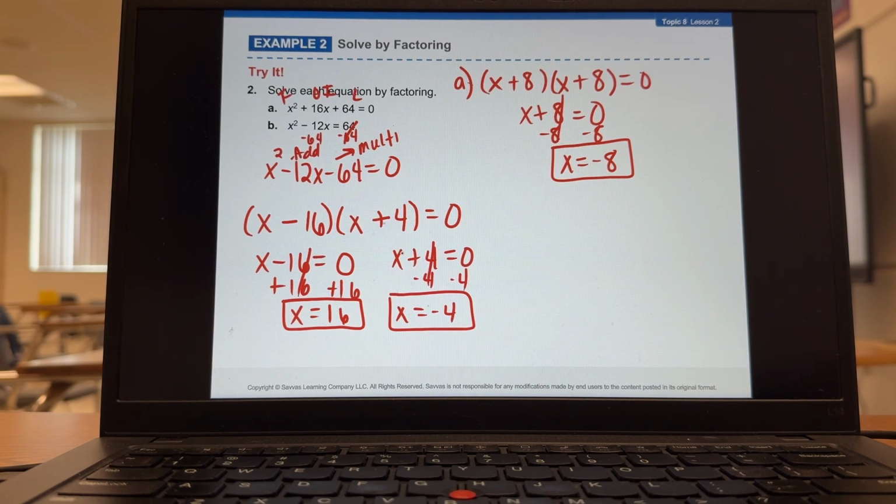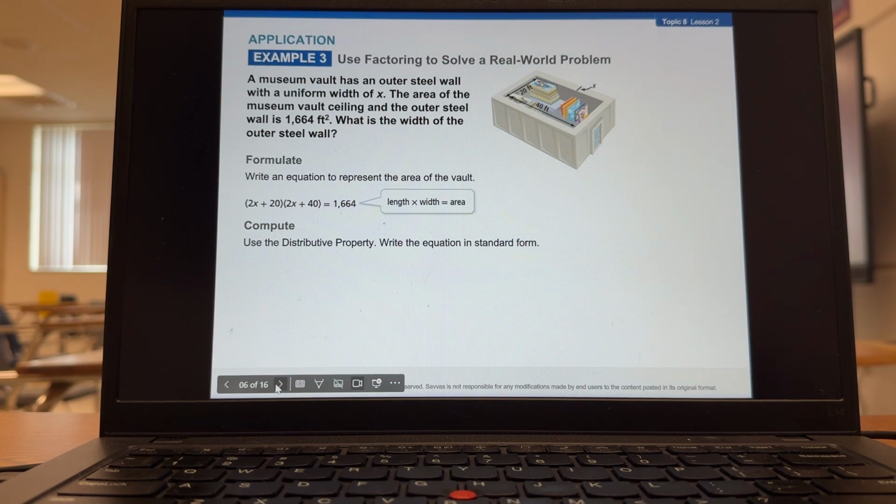Example 3. A museum vault has an outer steel wall with a uniform width of x. The area of the museum vault's ceiling and the outer steel wall is 1,664 square feet. What is the width of the outer steel wall? First, you have to write an equation to represent the area of the vault, which is length times width.